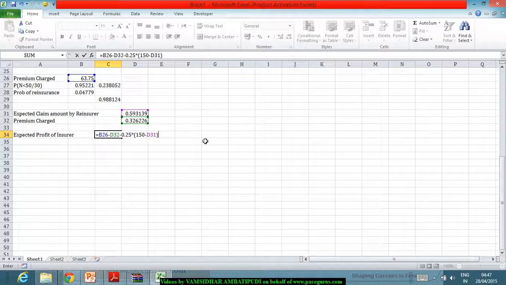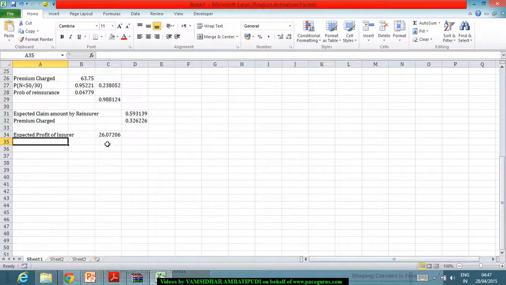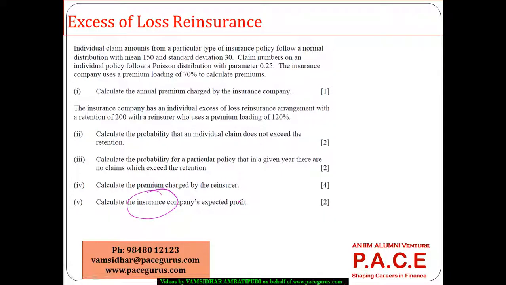Out of that, the expected claim amount by the reinsurer is 0.59. So the remaining is what is expected to be paid by the insurer, overall resulting in an expected profit of 26.07 for the direct insurer in this case. So that was a step by step workout in terms of solving this particular numerical.